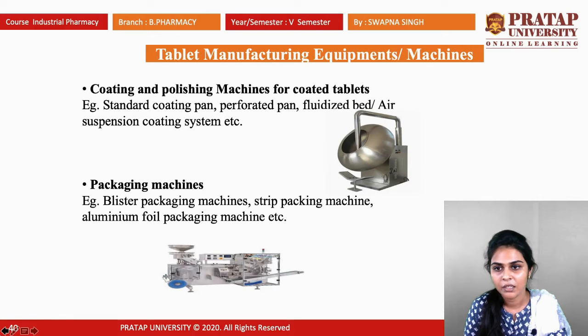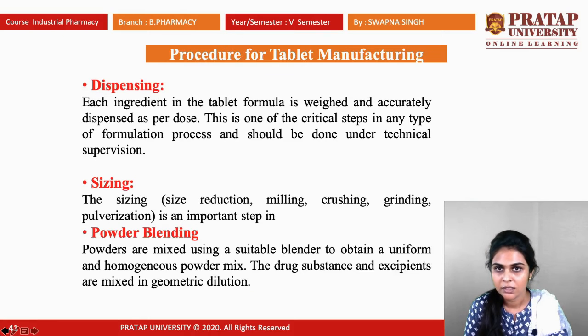Next is the packaging machine. Blister packing, strip packing and aluminum foil packaging machines are available. Next is the procedure for tablet manufacturing. There are different steps involved in tablet manufacturing.